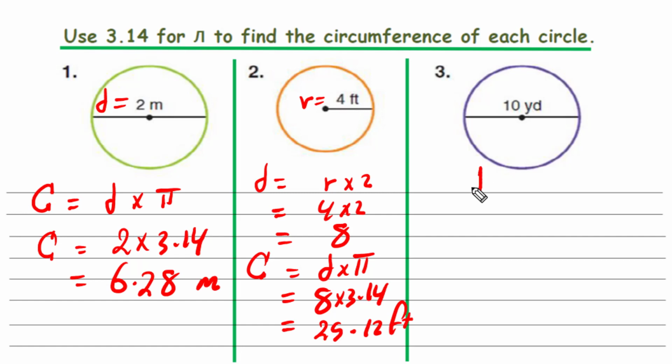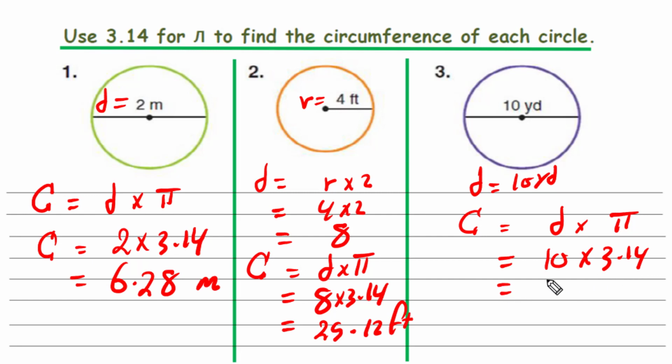The last circle, it's very easy. Ask yourself, the diameter is equal 10 yard. To find the circumference, just multiply the diameter by pi. Now, diameter is equal 10 times the value of pi, 3.14. To multiply a decimal by 10, just move the decimal point to the right 1 digit. We studied before.